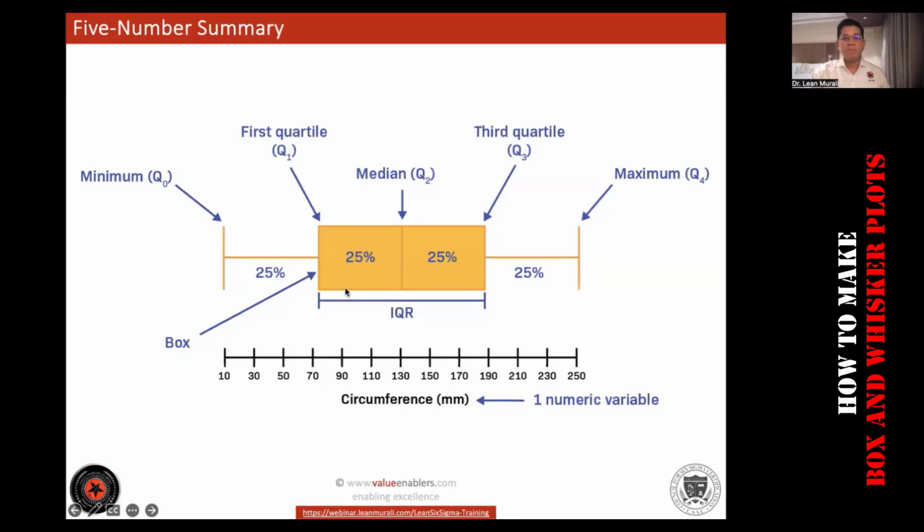So this is the box. This is the first quartile. This is the third quartile. This is the median, which is Q2. This is the minimum, which is Q0, and the maximum, which is Q4. So far, if the structure of the box plot is clear, all of you type SC, super clear, in the chat box.